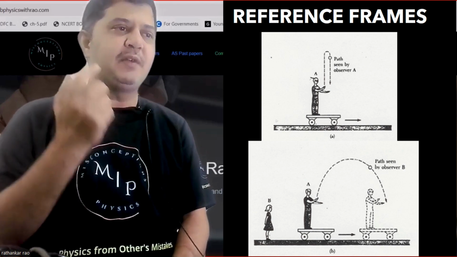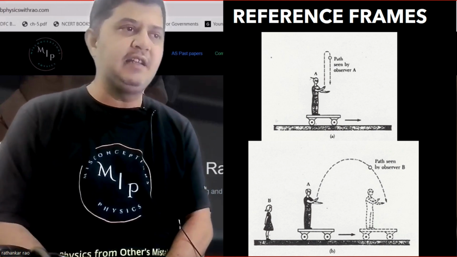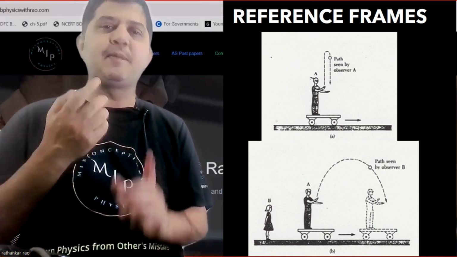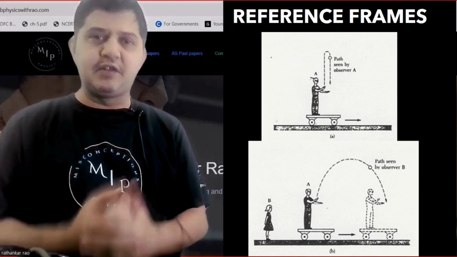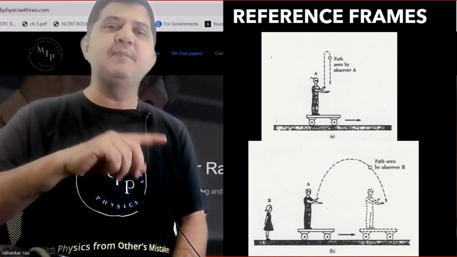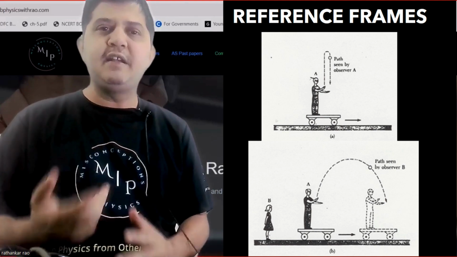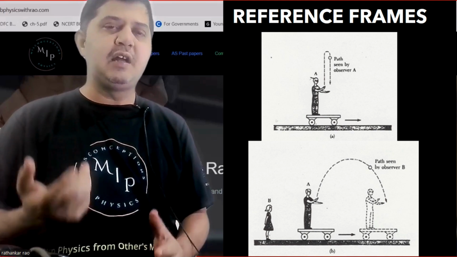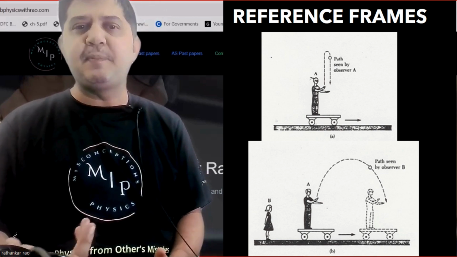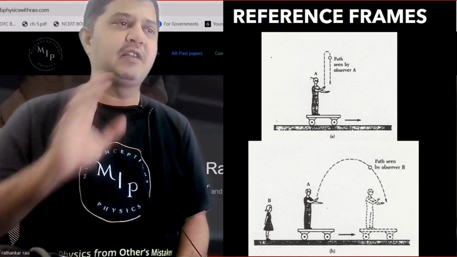For example, you have a person standing on a cart which is moving across, and then you throw a ball. According to the person in the cart, when he throws the ball upwards, it appears to come in a straight line downwards to him. But for an observer standing on the ground, the ball appears to be moving in a projectile motion, right? So it all depends upon what kind of reference frame we are looking into. Are we in a stationary reference frame? Are we in a moving reference frame? So the trajectory of the particle will differ, and maybe sometimes the velocity will differ, and so on. Okay, let us look at the final one.